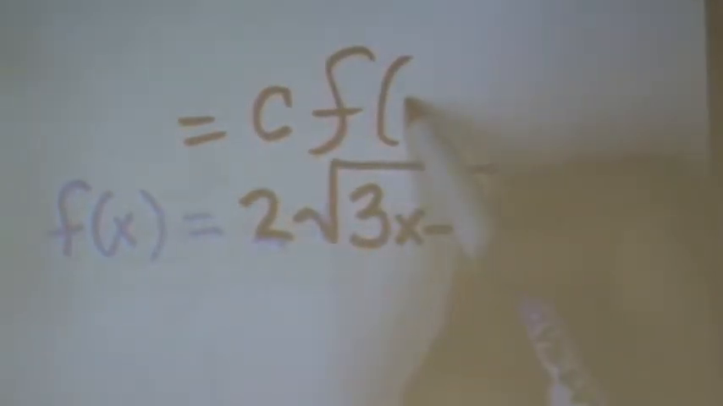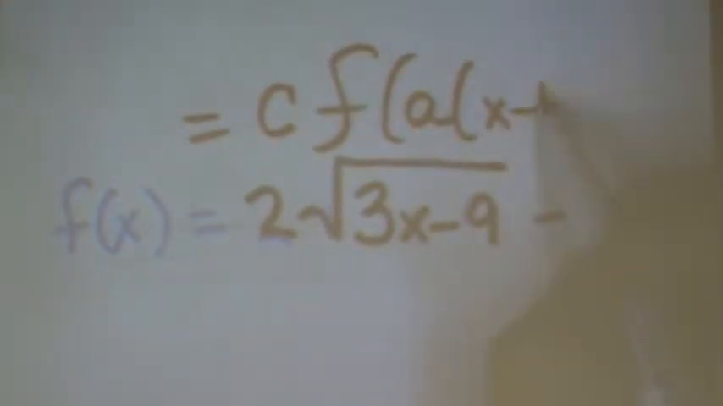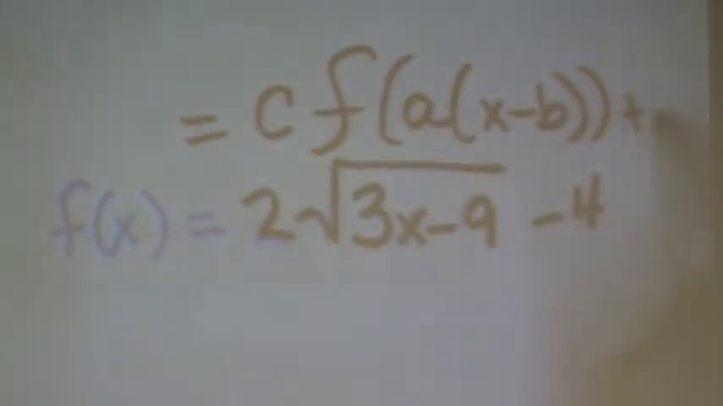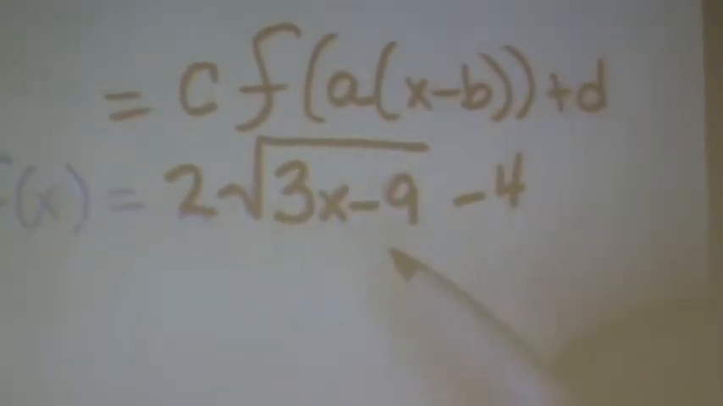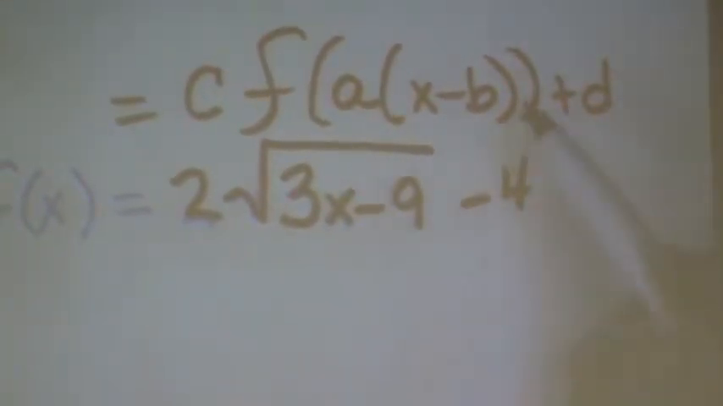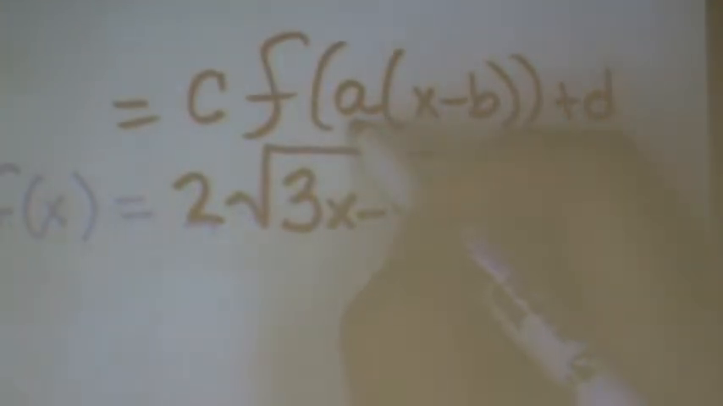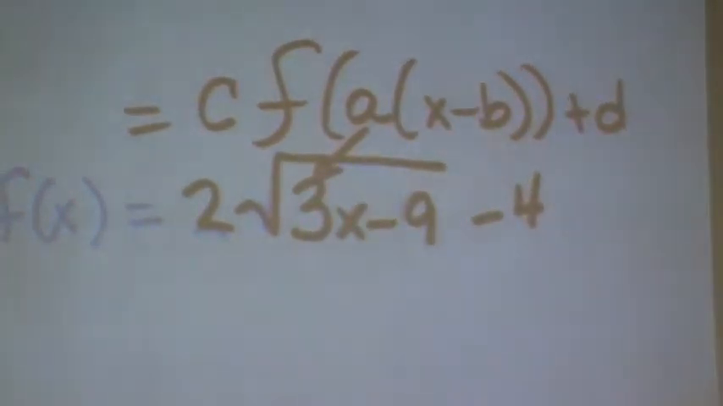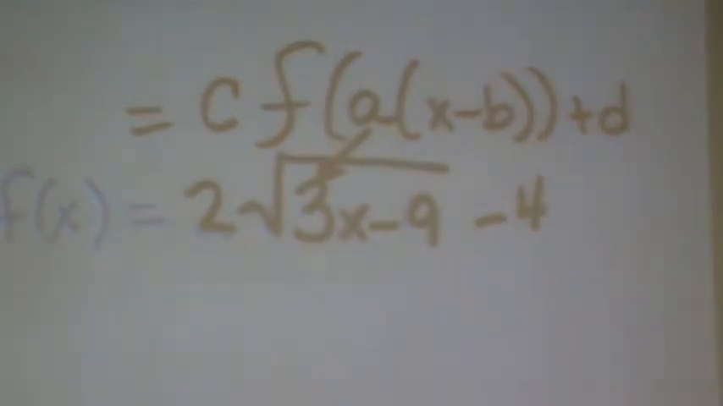Okay, remember my rule. It goes C, F, A, X minus B, and then plus D. You need to know what each of these numbers is that I'm talking about, because you have to do it in this order. The A value is where you start. That is the number inside of the grouping symbol.